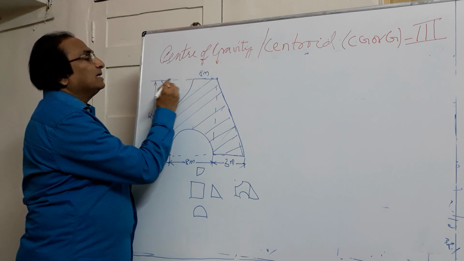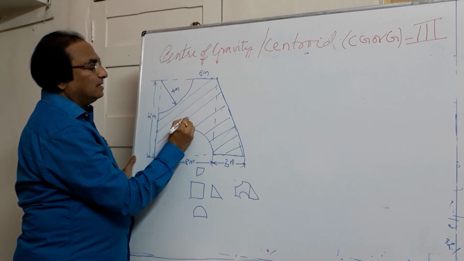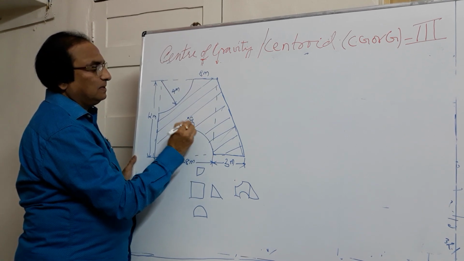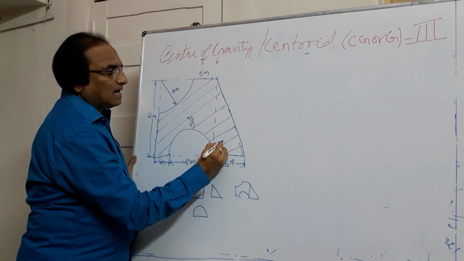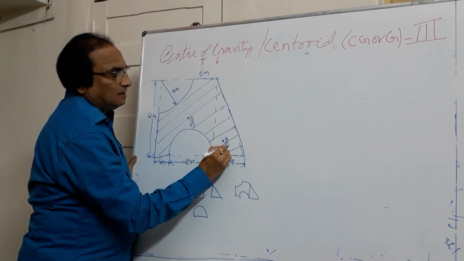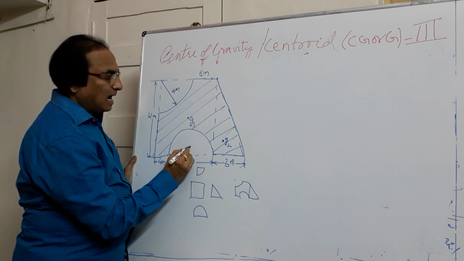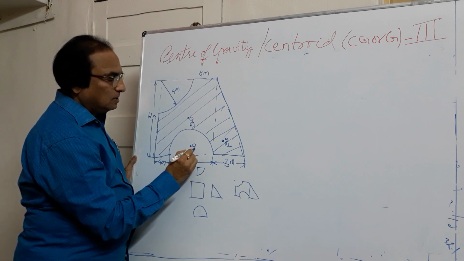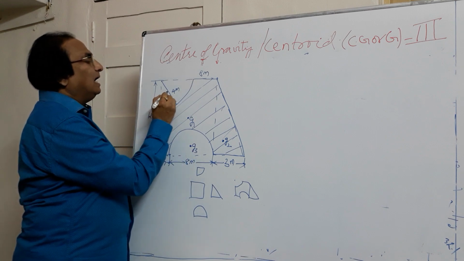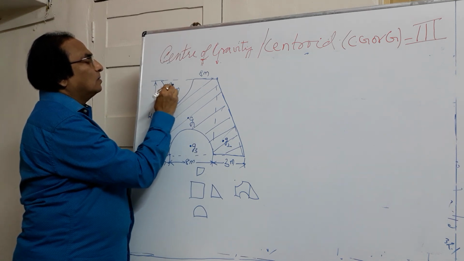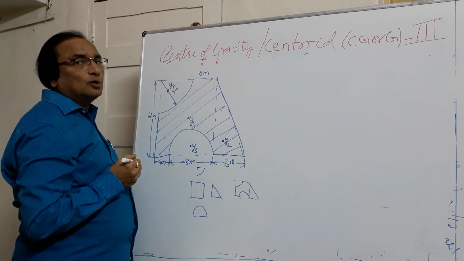So what I am taking here is a rectangle. Let the centroid of the rectangle be G1. Then to that I am adding this triangle. Let the centroid of the triangle be G2. From that I'll punch out this G3 semicircle, and I'll punch out a quarter circle. So two additions, two subtractions.